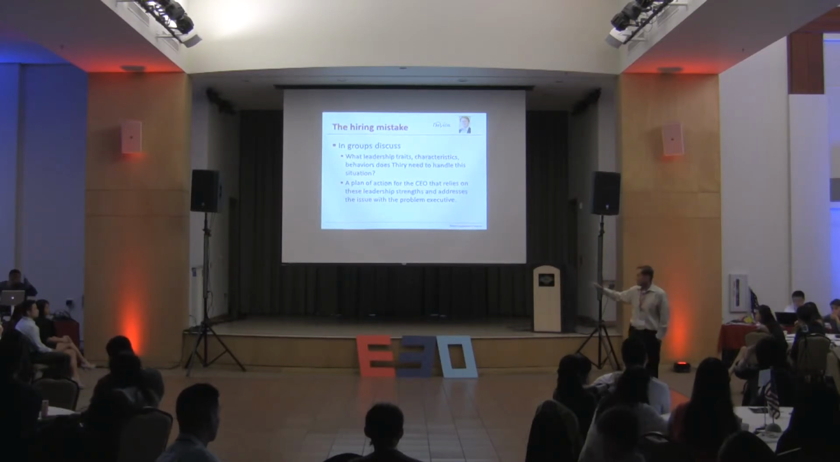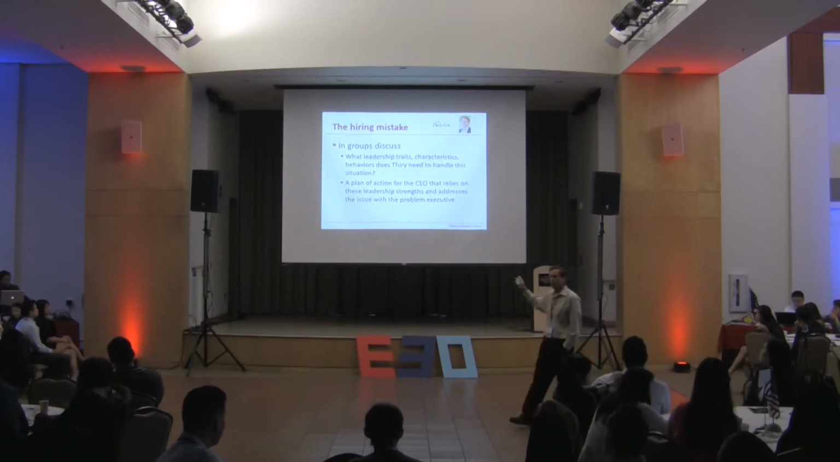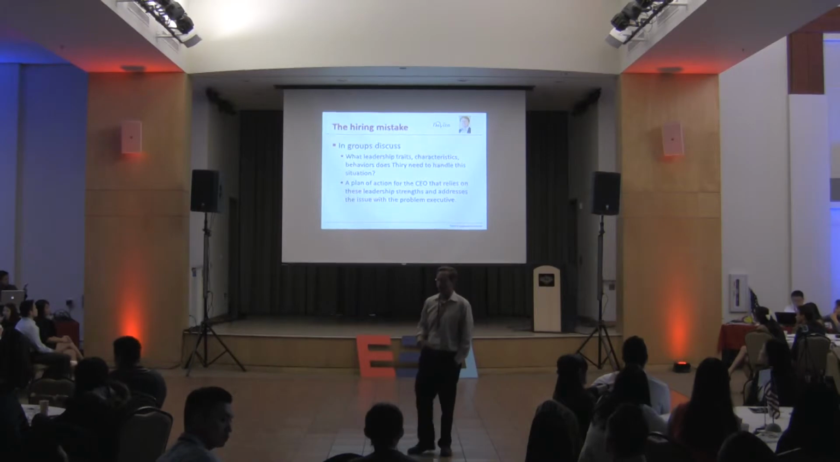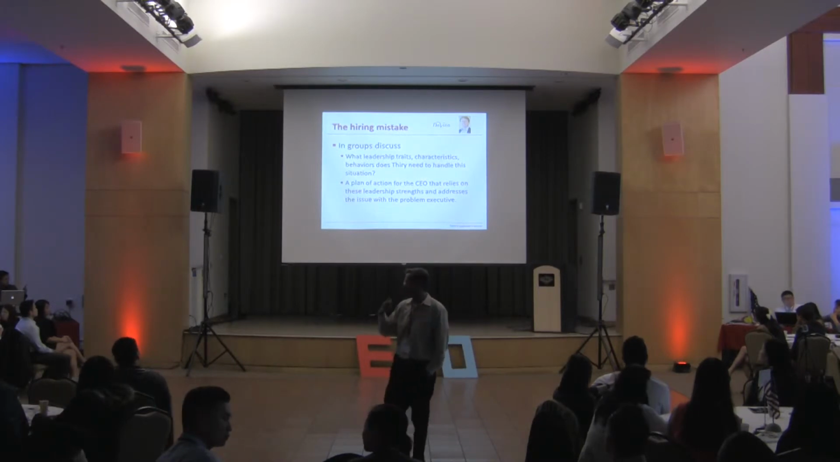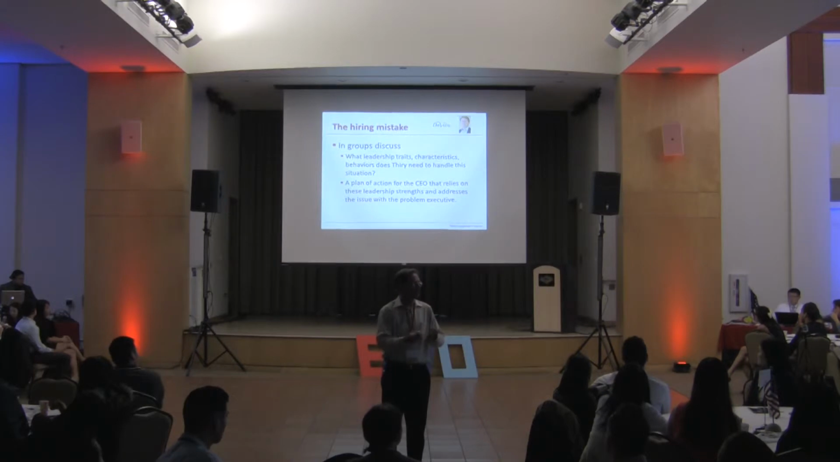And basically what I'd like you to do in your groups is first discuss what leadership traits, characteristics, and behaviors Ken Terry needs to intervene effectively. So we've looked at a number of these traits and behaviors in session 1. What I'd like you to do is think about what he needs as raw material to effectively intervene in this situation.